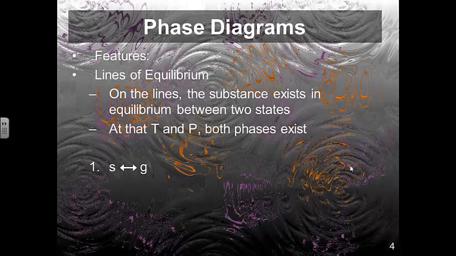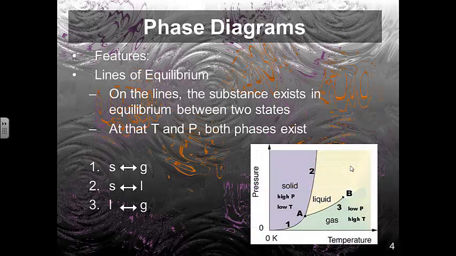For example, line segment number 1 on your graph represents the solid to gas line. Any point on that line, you would be traveling between a solid and a gas, and both phases would exist together. Same thing for line number 2. Line 2 is the solid to liquid line, and line 3 is the liquid to gas line. So at any point on those lines, the phase on one side and the phase on the other side exist together at that temperature and pressure. When you cross one of the lines on the diagram, that represents a phase change.